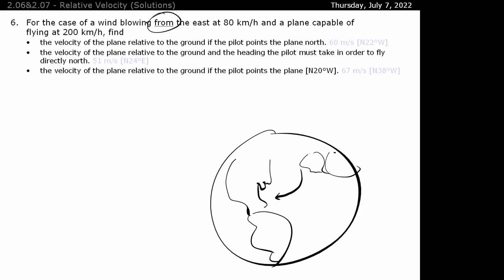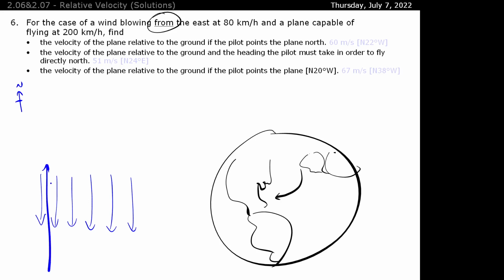This reminds us that the wind has to be blowing towards the south. So in our little sketch, if you want to draw one out, the wind is blowing towards the south, if you take it that north is positive. So the wind is blowing towards the south 80 kilometers per hour, and the plane is flying at 200 kilometers per hour. Find the velocity of the plane relative to the ground if the pilot points the plane towards the north. So the plane is flying this way, but is fighting against the air current.